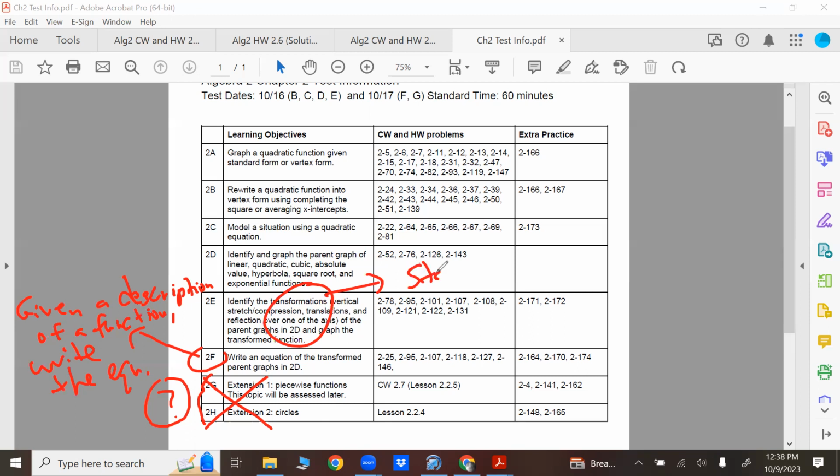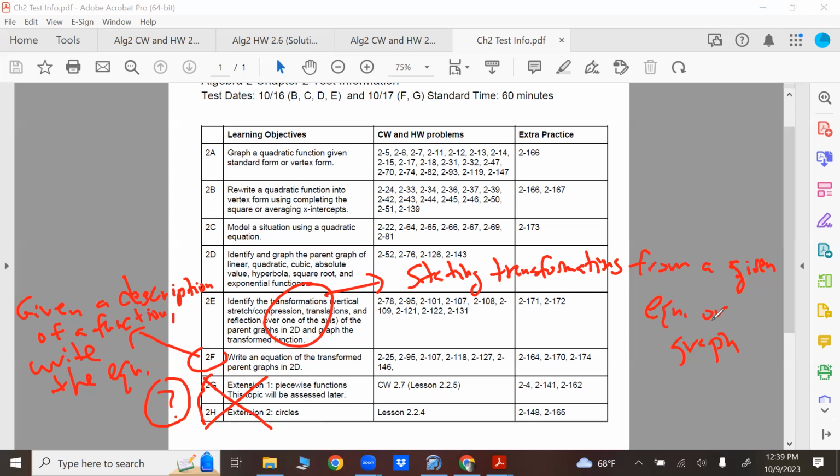Stating transformations from a given equation or graph. So if I give you a graph and say, hey, what would be the equation of this? Or sorry, what would be the transformations happening from the parent function? Sorry, that's what I meant to say. So it's just a reverse of 2f. So those are the types of questions we'll have.